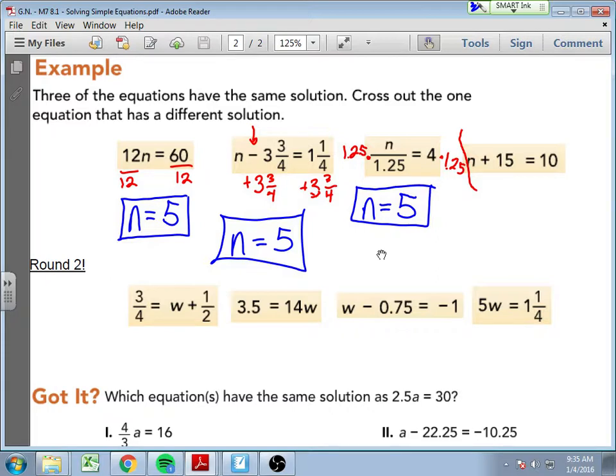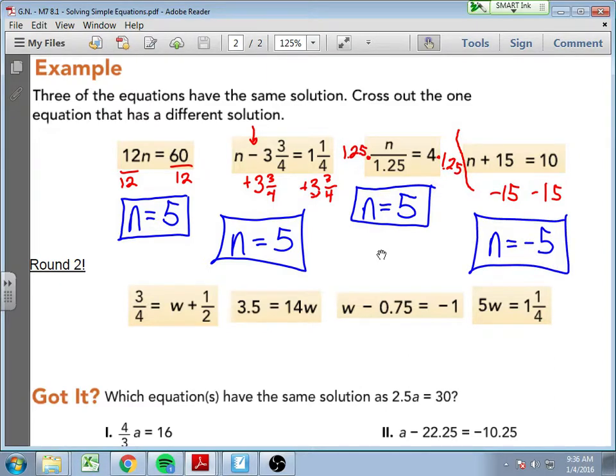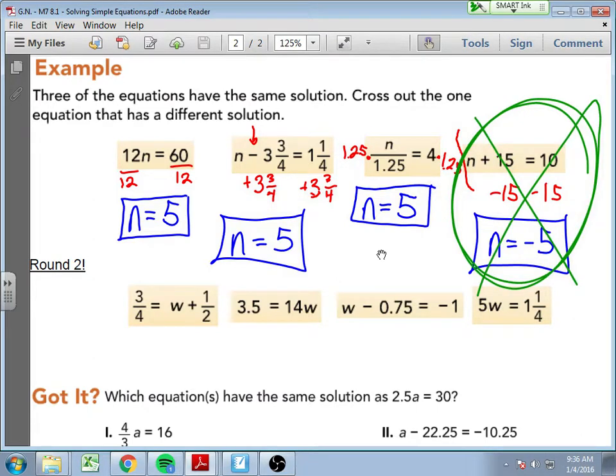So, Franny, what should I do to my fourth one there to get n by itself? We subtract 15 from both sides, and when we do that subtraction, we get what? -5. So, this one right here is not the same. It does not match. Cross out the one equation that has a different solution. Hopefully you crossed out that fourth one.